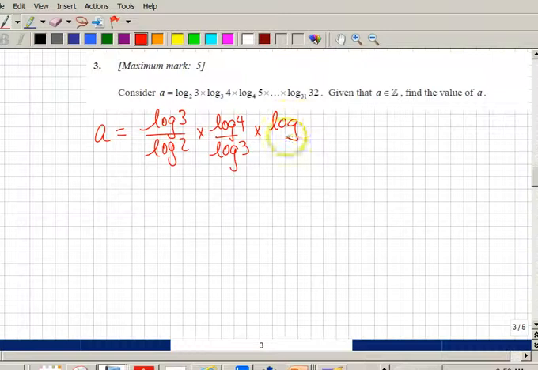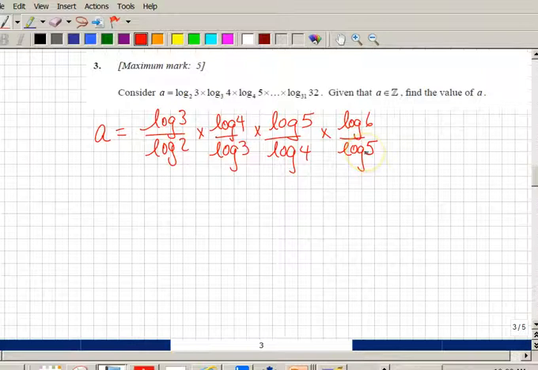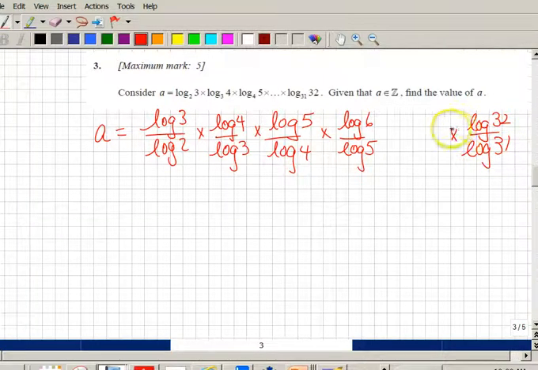Let's just write a few of those and see what happens. I'm just going to throw another one in there that they don't have, but the pattern continues. Log of 6 over log 5, and we know the last one is log 32 divided by log 31, so let's put the next to last one in there also, and then we'll put some dots in the middle. So log 31 over log 30. Okay, what's going to happen?